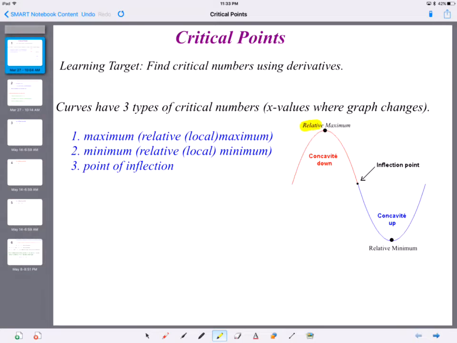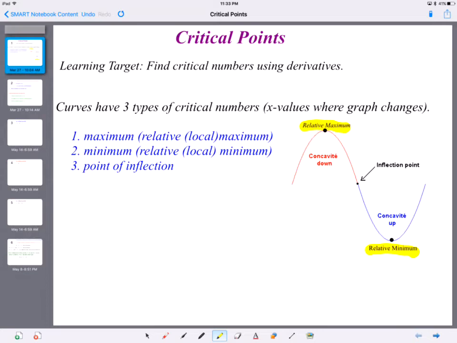Now the relative max and mins, these are things that we have already discussed when looking at a polynomial. It's that change that occurs, and actually what happens is it's the slope that changes. As it increases, the slope goes from positive to negative. So when that change occurs, that's where you have that relative max and min, when that slope goes from positive to negative or negative to positive.